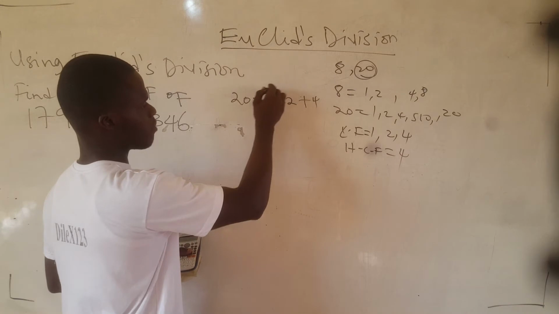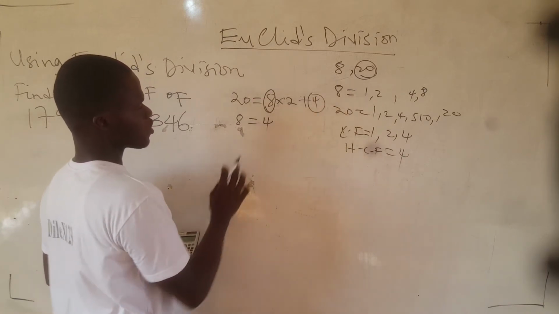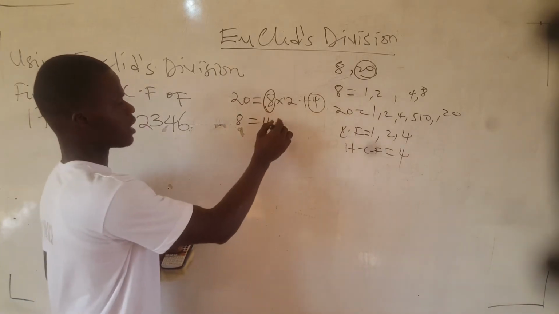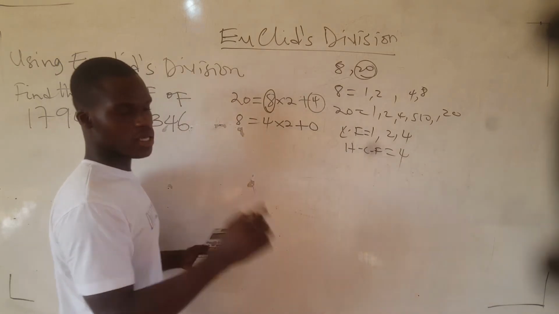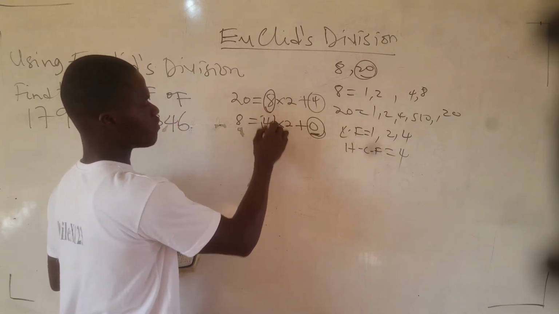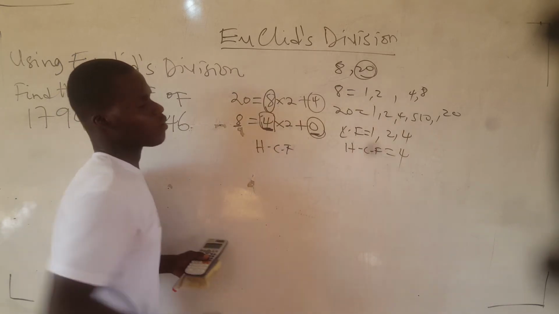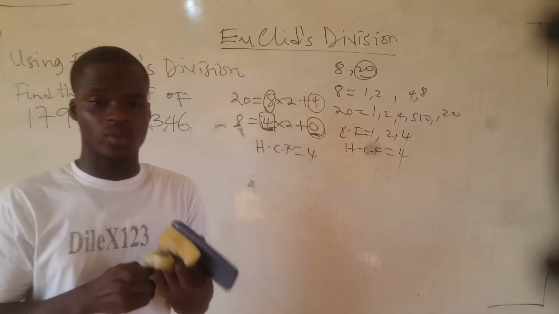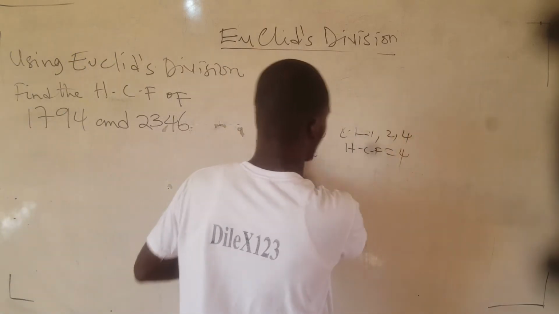Then I will take the number that we used here, equal this one, the remainder, 4. So 4 will divide 8 how many times? That is 2 times. What's the remainder? 0. As soon as you get a remainder of 0 here, it means that the number you used to divide the 8 is the highest common factor. So the highest common factor is the 4, which was used to divide the 8. You see, it's very simple and it doesn't take time. So that's exactly how we are going to solve the question we have here.